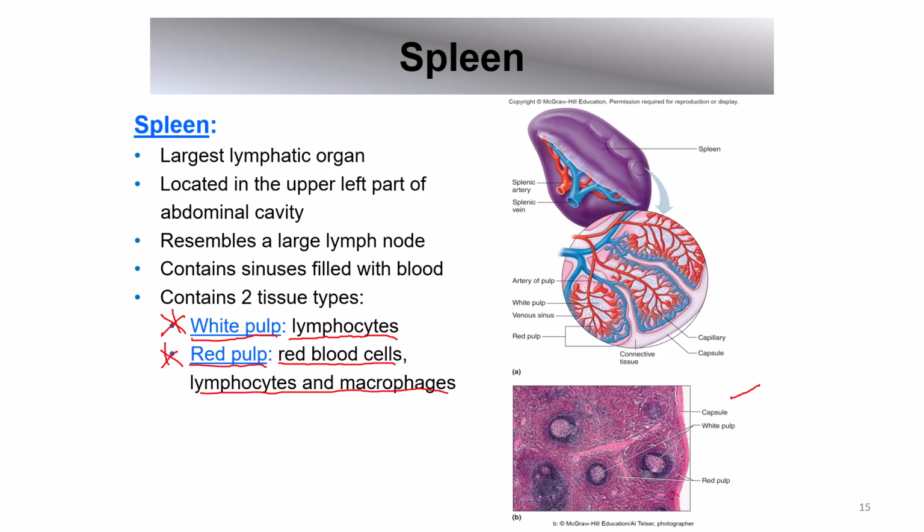This picture on the bottom right side is showing the white pulps and the red pulps. So the white patches are the white pulps, but then the region surrounding the white pulp is then the red pulp.